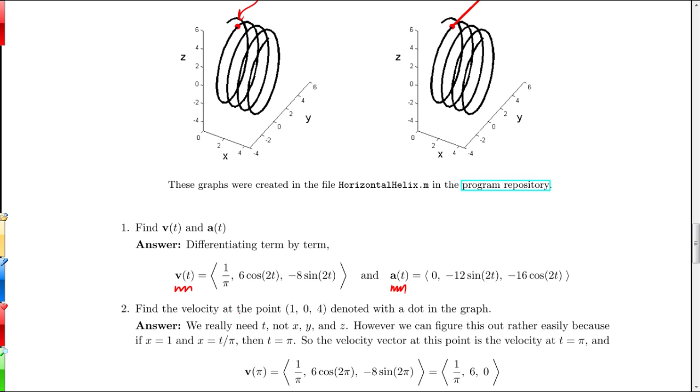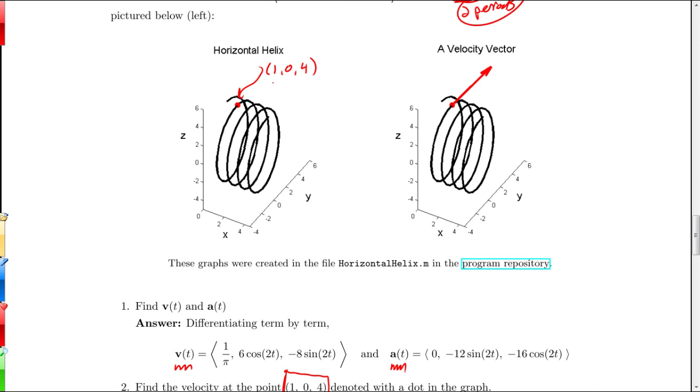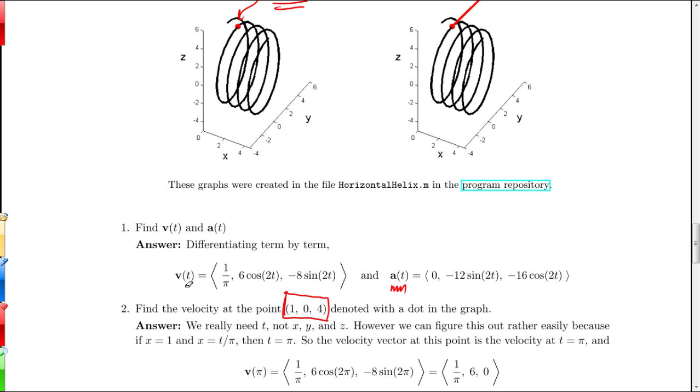And here I want to find the velocity at this point. So part 2 says, what is the velocity at this point? Now, the trick here is that you know the point where you want the velocity. It's at the point 1, 0, 4. It's that point. You can see it, right? But in order to find the velocity, if you look at velocity, it is a function of t, right? I need t. We really need t, not the position.